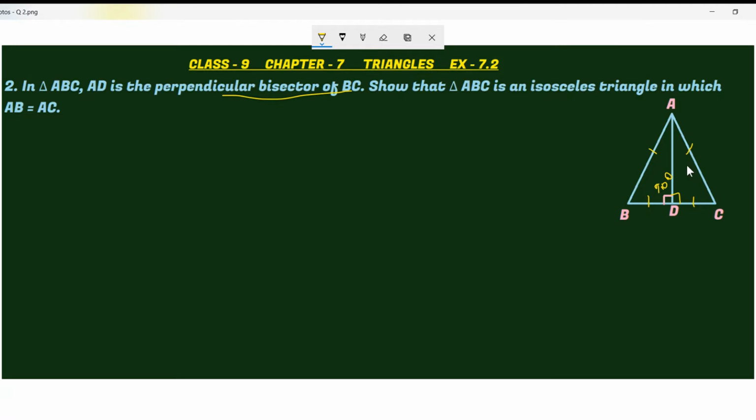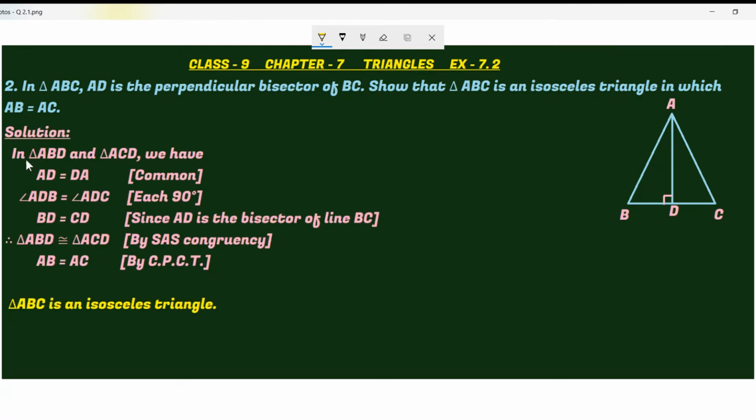Let's write the statement. In triangle ABD and triangle ACD, already I have told AD is common. This is common. And angle ADB is equivalent to ADC. These both are 90 degrees each. And BD is equivalent to CD because AD is the bisector of BC. So this is equal to each other. So according to SAS congruency, I can write triangle ABD is equivalent to triangle ACD.